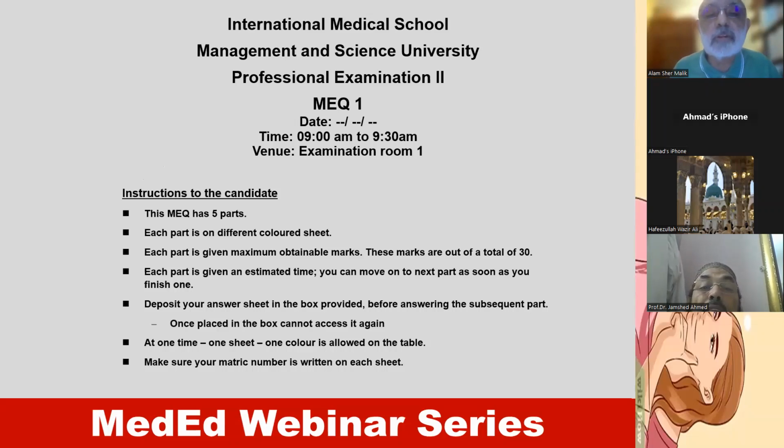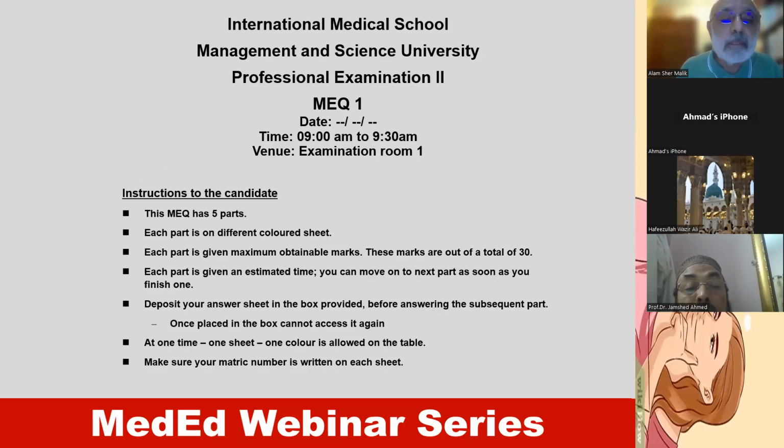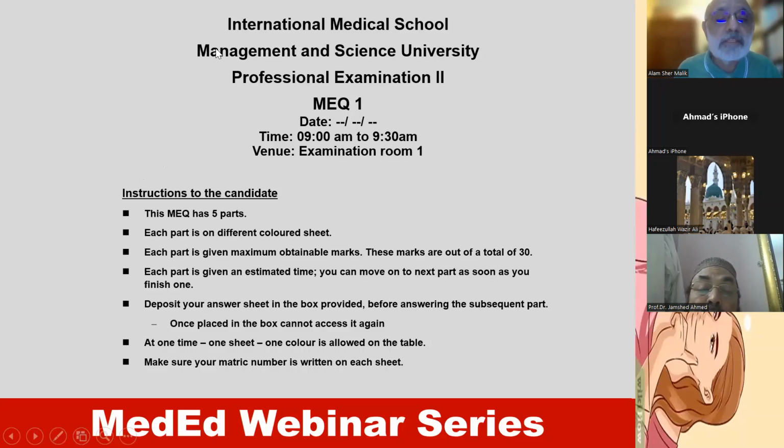This is modified essay question 1, for professional examination 2, and the instructions to the candidate are that this modified essay question has 5 parts. Each part is on a different colored sheet. We will talk about why we need different colored sheets. And each part is given maximum obtainable marks, and these marks are out of a total of 30.